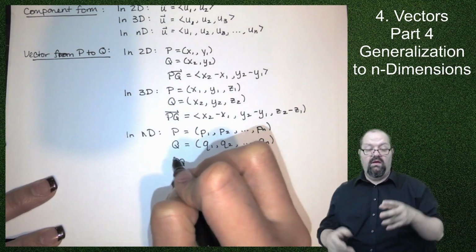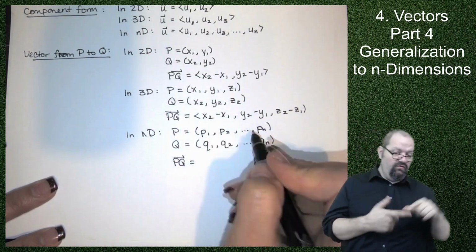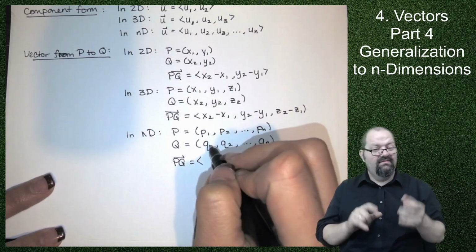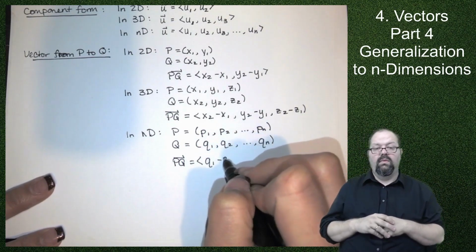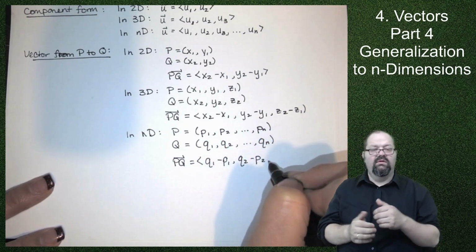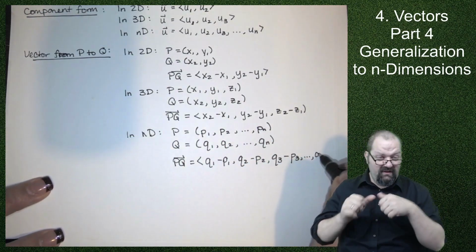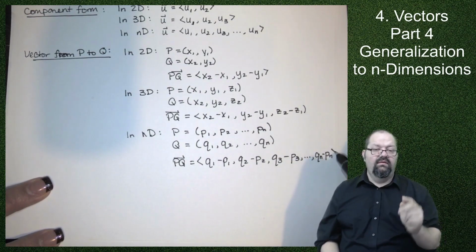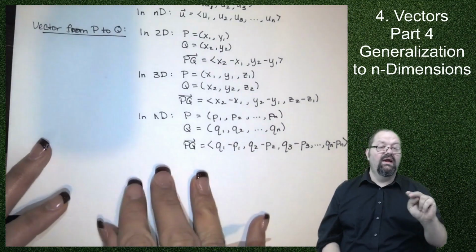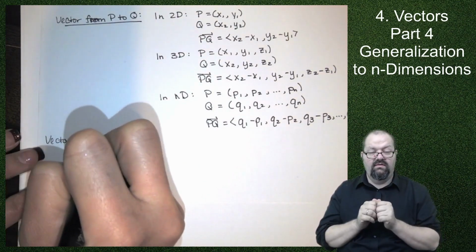So the vector PQ starts at P and ends at Q. We still do terminal minus initial. It looks a little different, the subscripts, but the idea is the same. I'm taking the first one and subtracting the first one. Terminal minus initial. And then I do terminal minus initial again, and again, and we keep going until we get n of them. And that's the vector PQ in n-dimensional space. Vector addition is the same. It's just exactly what you would expect.